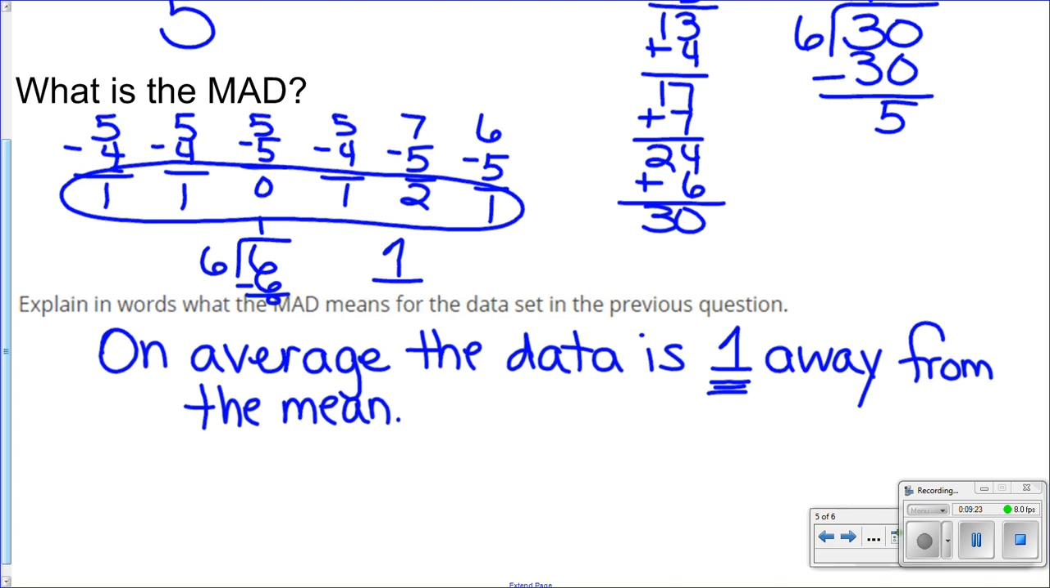This 1 is going to change based on what you find as the MAD. So you'll insert your MAD answer in that space. So if up above in this question you get a different answer, whatever that answer is gets replaced with that 1. On average, the data is blank away from the mean, and you'll fill in that blank. You must memorize this statement.